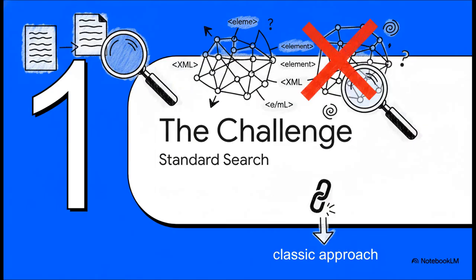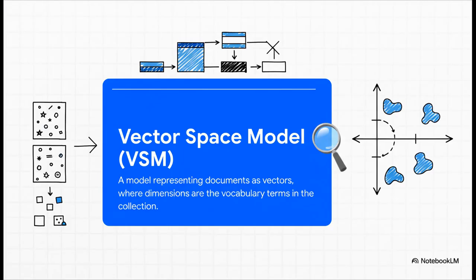So you might be wondering, why can't we just use the same old search methods that have worked for decades? Well, let's take a look at why they kind of hit a wall when it comes to the rich structure you find inside XML. The standard method is something called the vector space model, or VSM. The easiest way to think about it is this. It looks at a document, completely ignores all the order and structure, and just makes a list of what words appear and how often. It's basically a bag of words approach. Super simple, but as we're about to see, it's totally blind to the structure that's so crucial in XML.